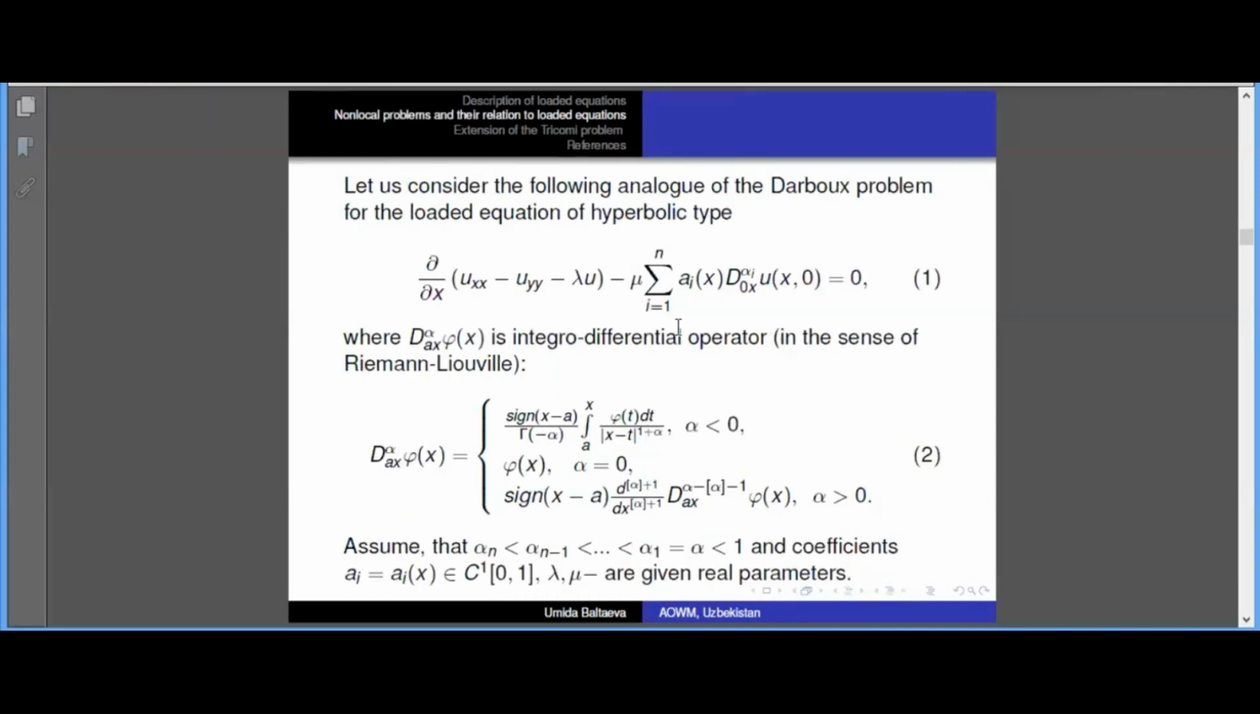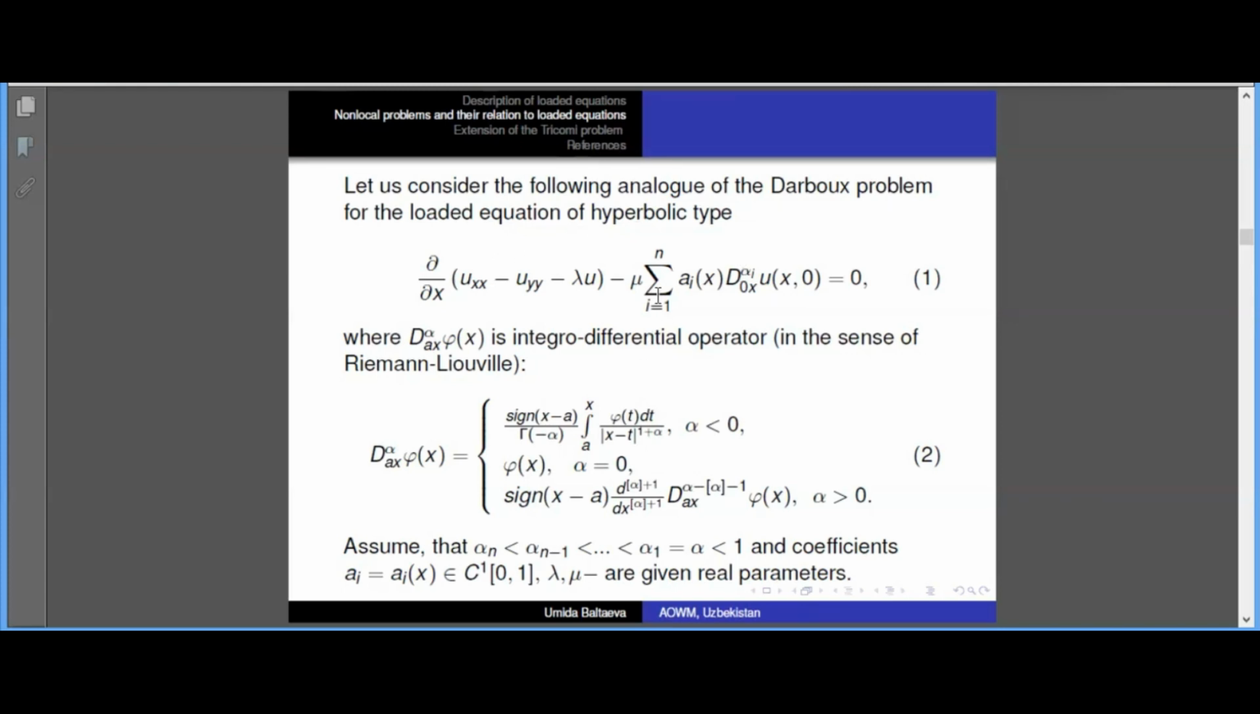And I would like to note another problem equivalently reduced to a non-local problem for the classical partial differential equation. For example, for this loaded partial differential equation, the main part is hyperbolic. The next part is the integro-differential part and the loaded part, where capital V is the integro-differential operator in the sense of Riemann-Liouville. If alpha is less than 0, it is in integral form; alpha equal to 0 is the function u itself; and for alpha greater than 0, it is possible to write it in integro-differential form.